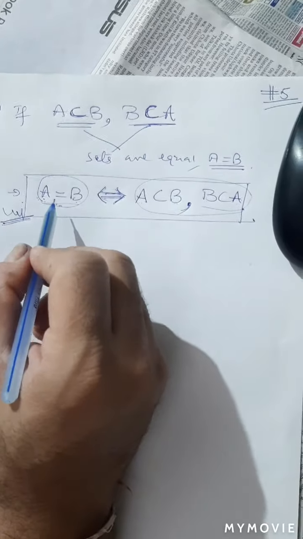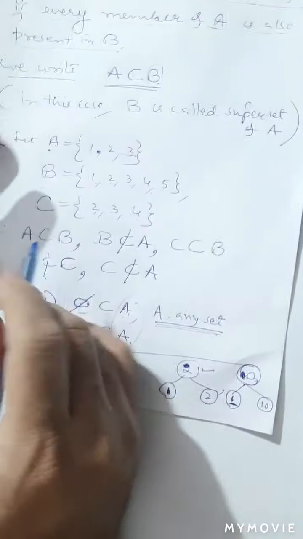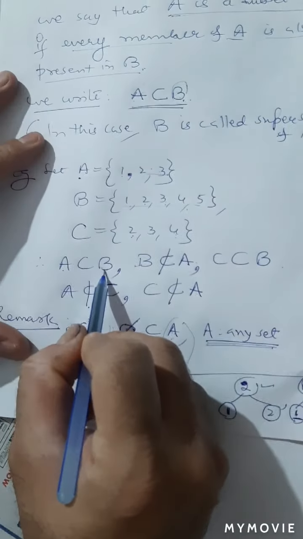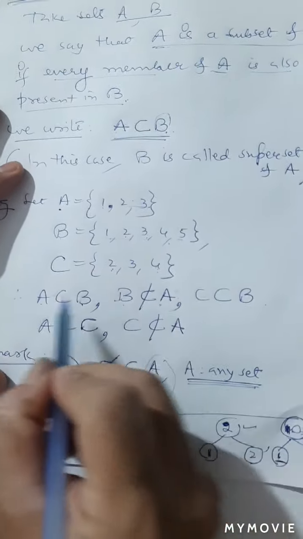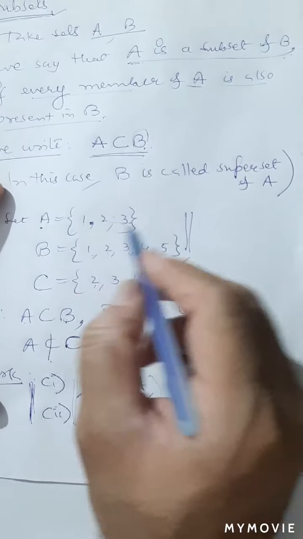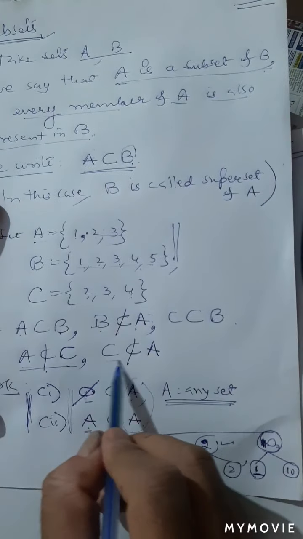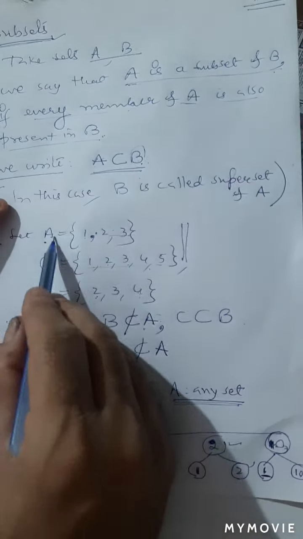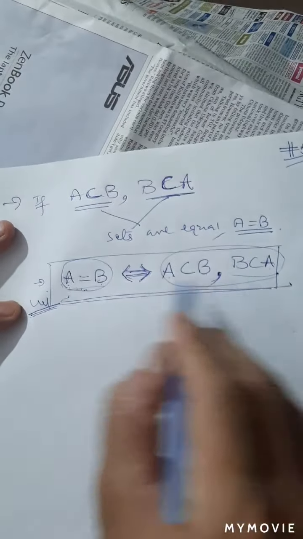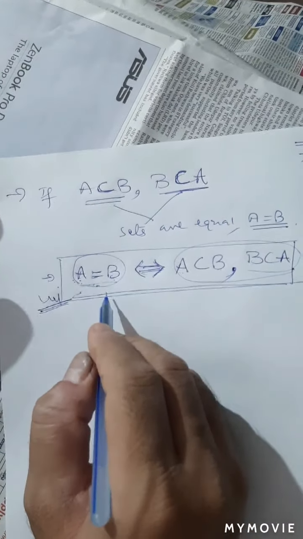Like in this example, if you see here, A is a subset of B, but B is not a subset of A. So these two sets are not equal. A is not equal to B. A is a subset of C, but C is not a subset of A. So obviously A and C are not equal. So this way we use this concept of equality.